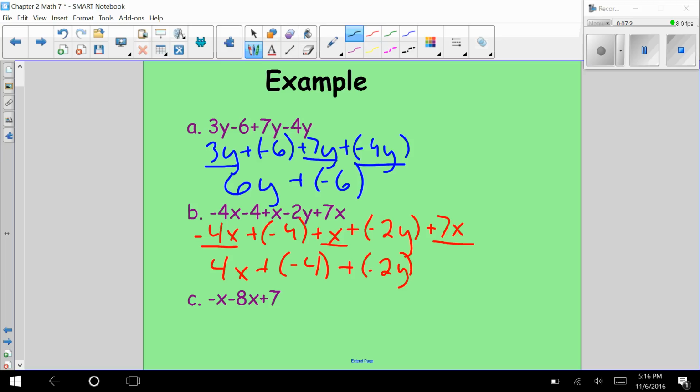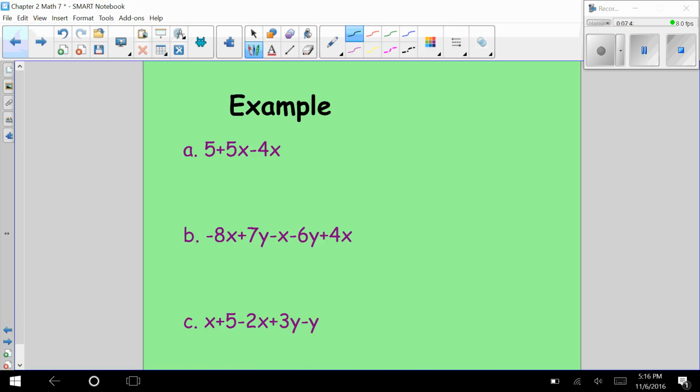So for the last one, I rewrite this as plus negative 8x plus 7. My like terms are negative x and negative 8x. Remember, that's a negative 1x, so that makes negative 9x plus 7. Oops. 3 more examples for you to try and then check your answers.